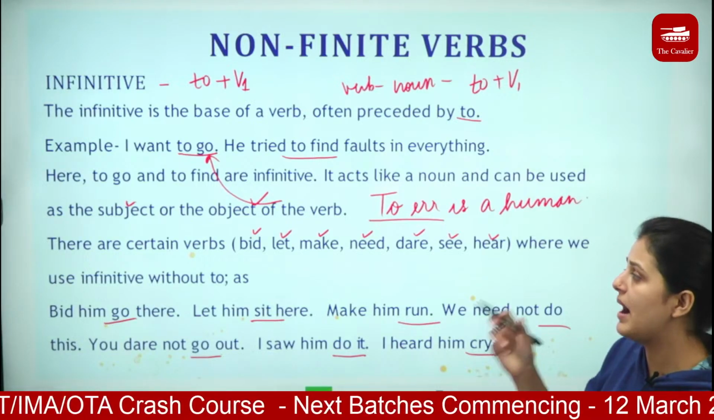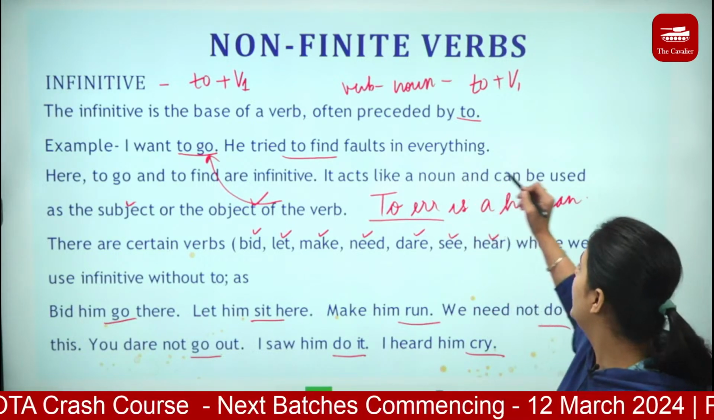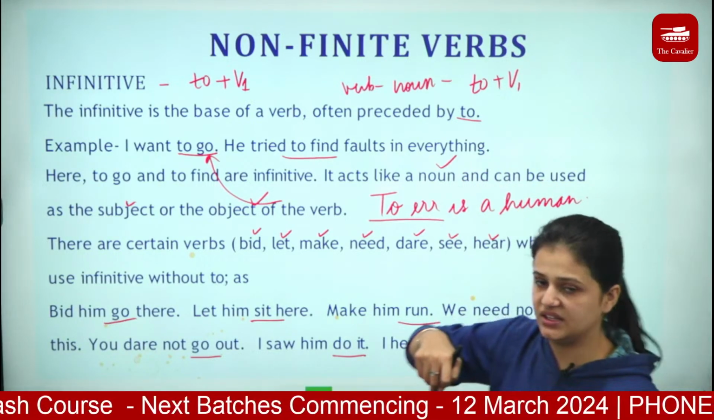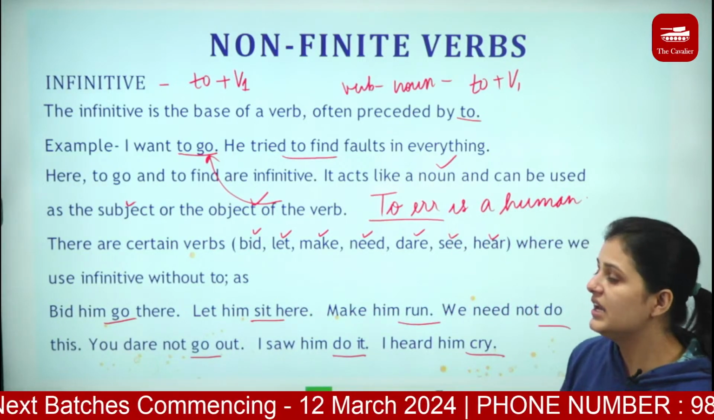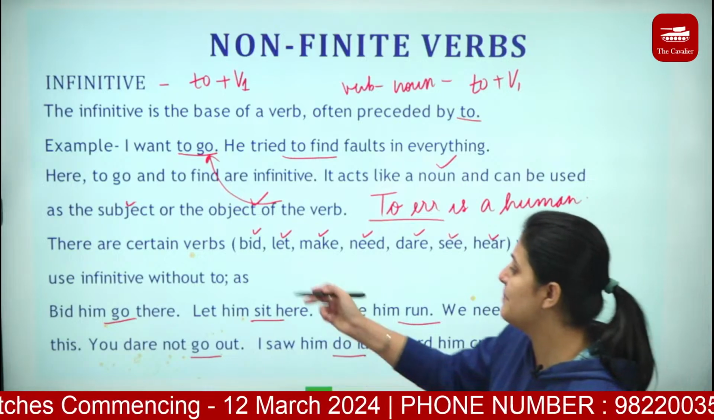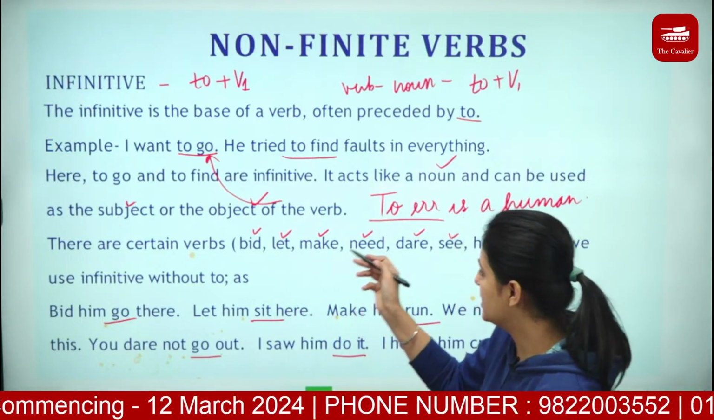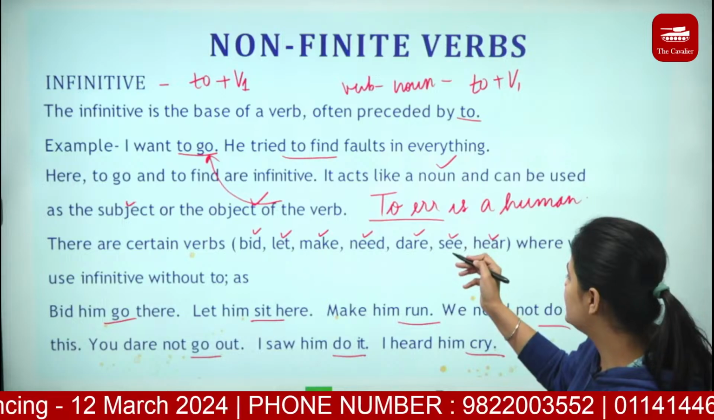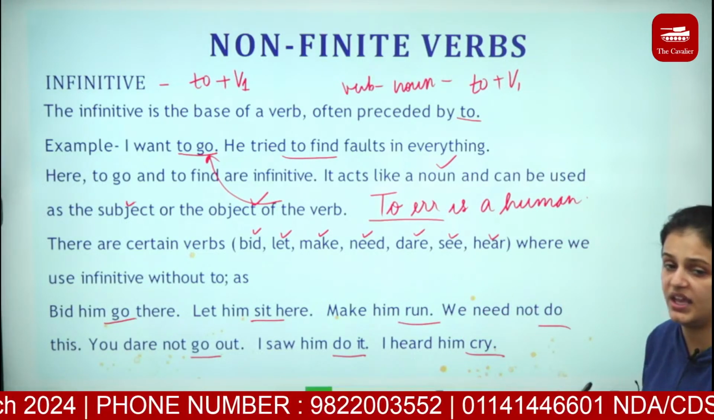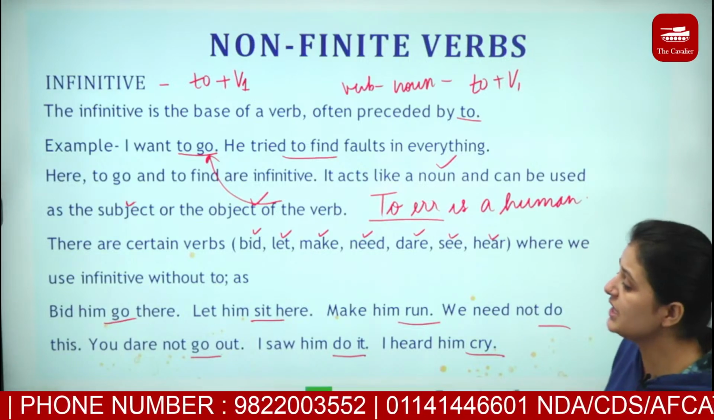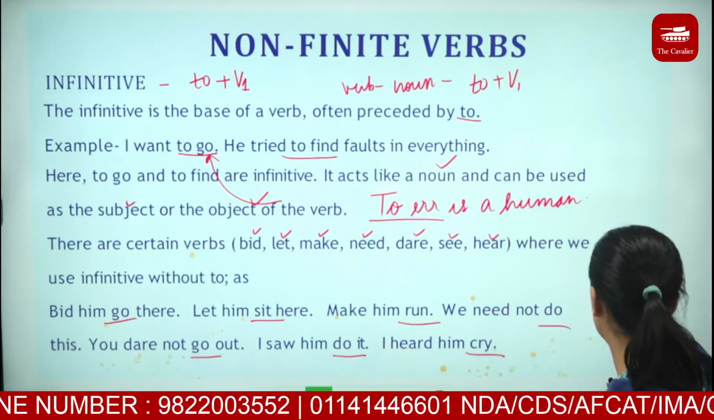यहाँ पर जो हमारा infinitive है वो noun की तरह act करता है and can be subject or object of the verb. लेकिन कुछ और verbs हैं जैसे bid, let, make, need, dare, see, hear, जहां पर हम infinitive को यूज करते हैं बिना to के. ओके, जैसे ये कुछ एग्जाम्पल्स गिवन हैं.